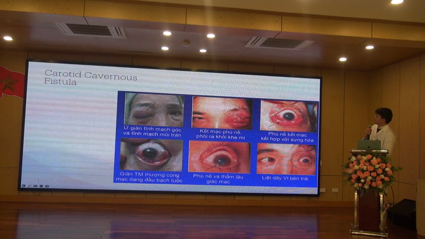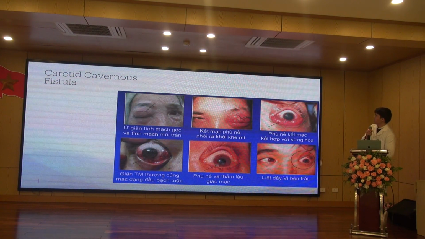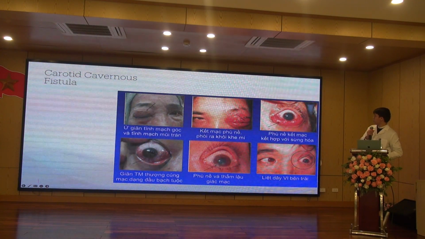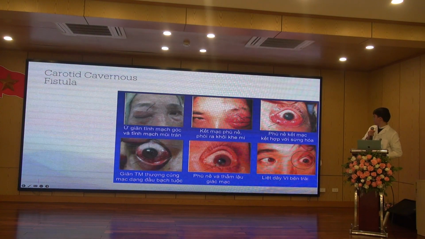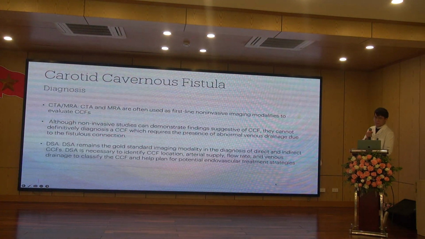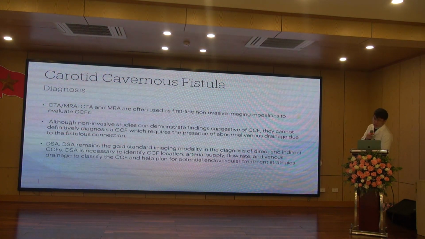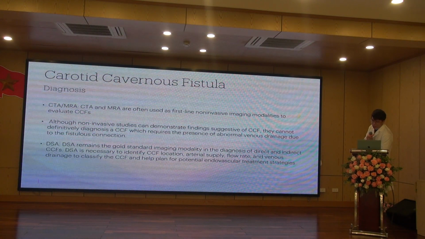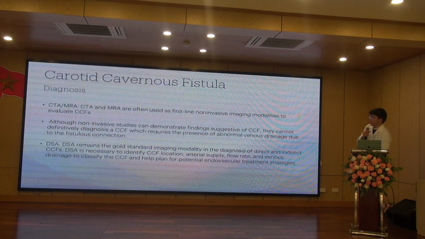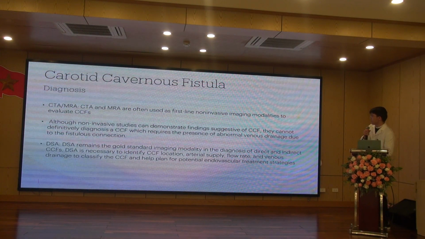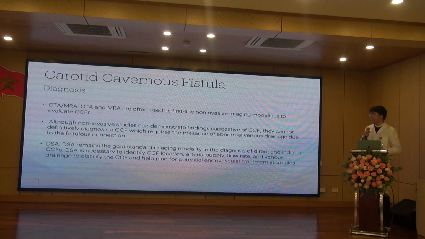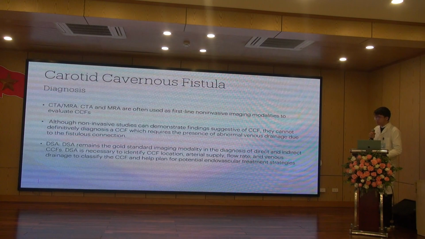These are some pictures of CCF in a Vietnamese patient. You can see chemosis, ptosis, corneal lesion, and sixth nerve paralysis. Diagnosis is from MRI, but DSA is still the gold standard because it identifies CCF location, arterial supply, flow rate, and venous drainage to classify CCF and plan treatment.